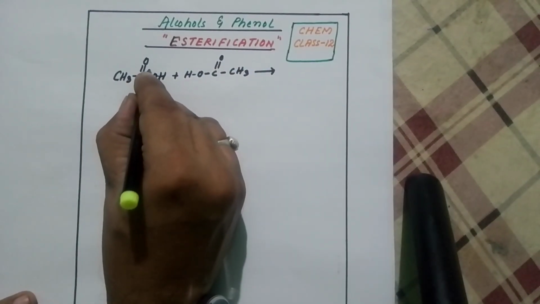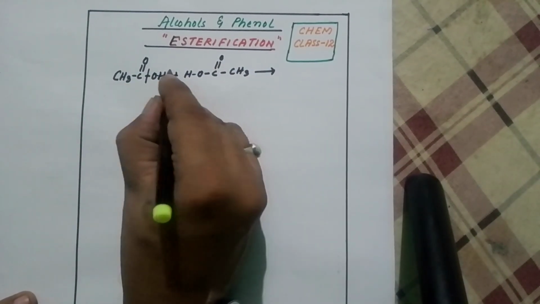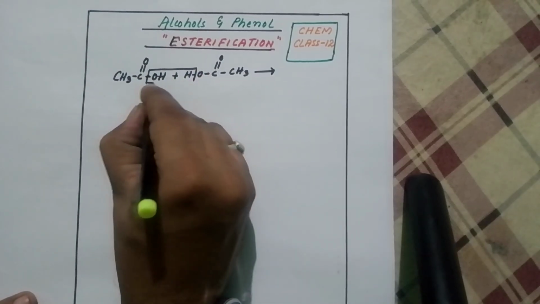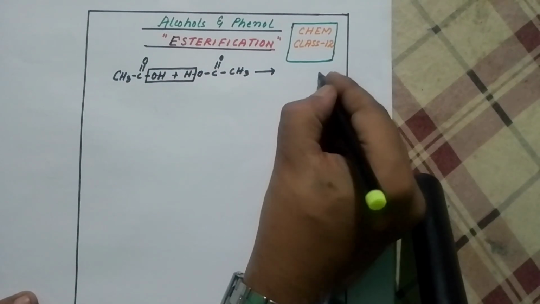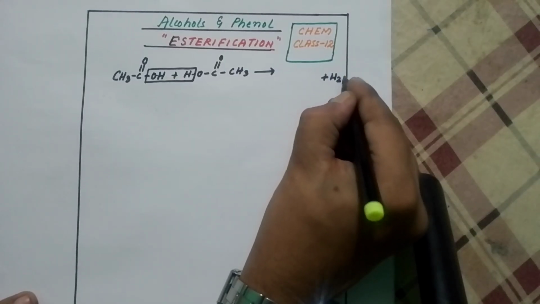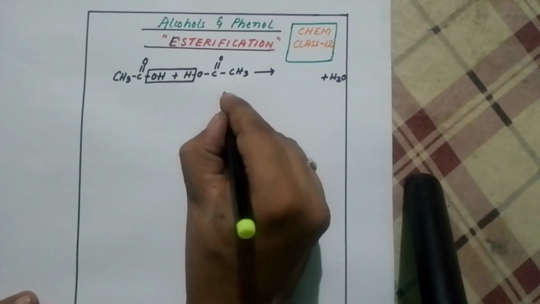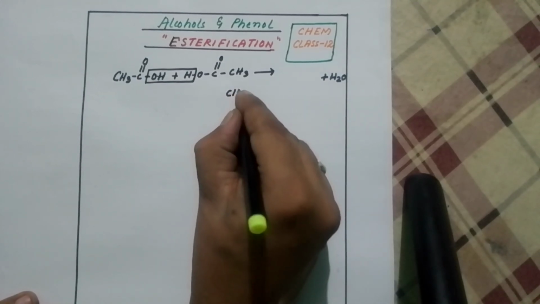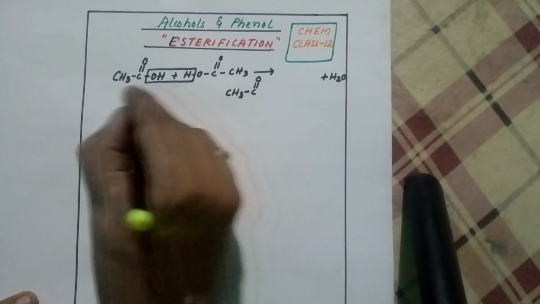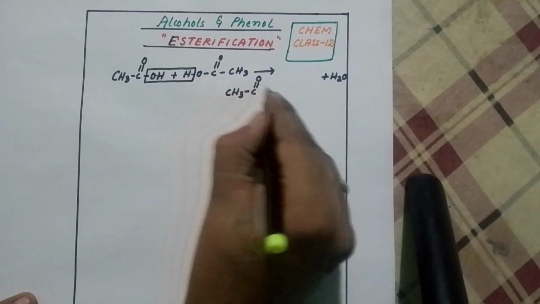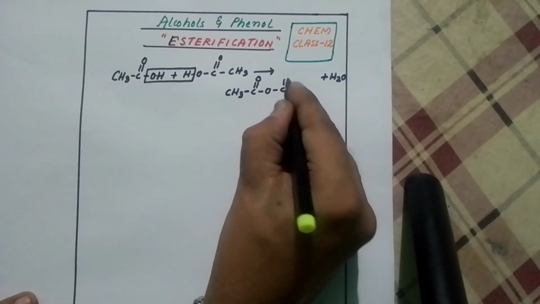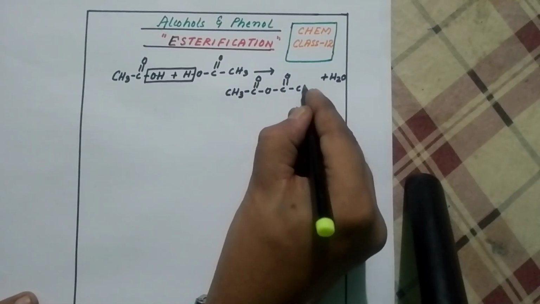So what happens from here? The cleavage will always take place from here, one OH from one acetic acid and one hydrogen from the other acetic acid. So your byproduct will be water, and these form acetic anhydride. What does acetic anhydride look like? CH3, you write first of all, then single bond O, and you just add this one. This is called acid anhydride.